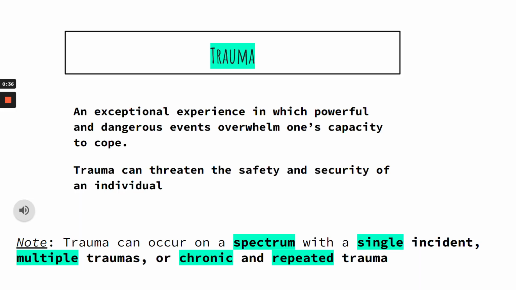Trauma is an exceptional experience in which powerful and dangerous events overwhelm one's capacity to cope. Trauma can threaten the safety and security of an individual. It is important to note that trauma can occur on a spectrum, with a single incident, multiple traumas, or chronic and repeated trauma.